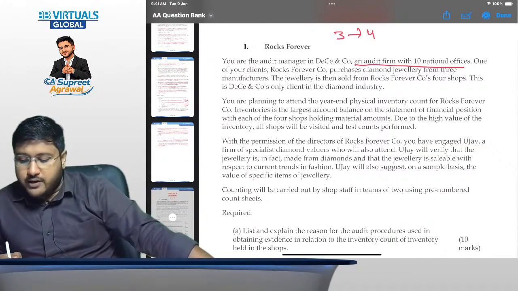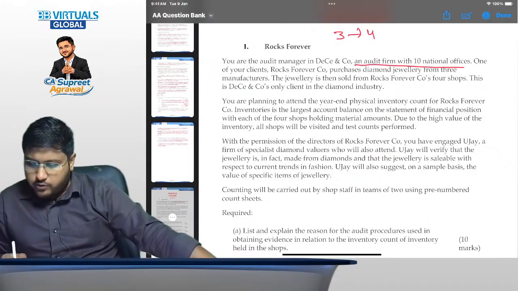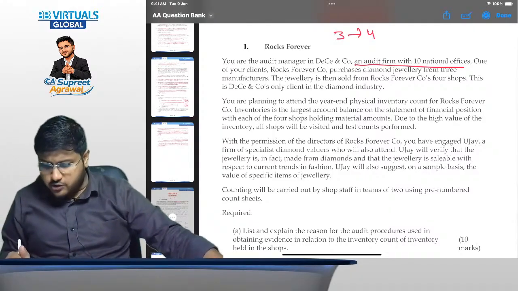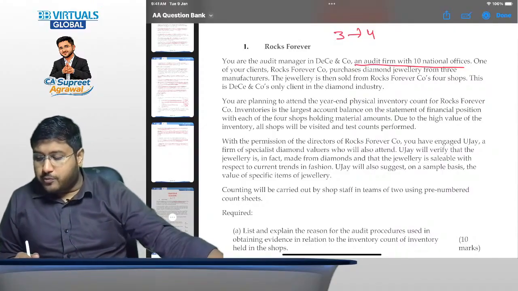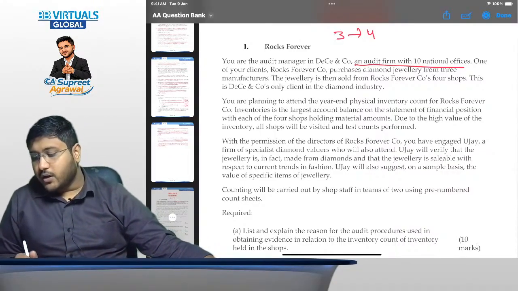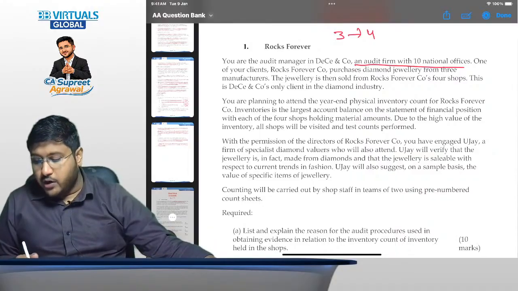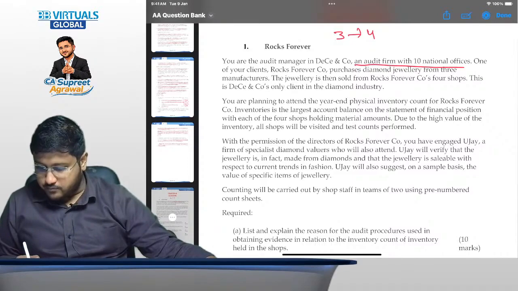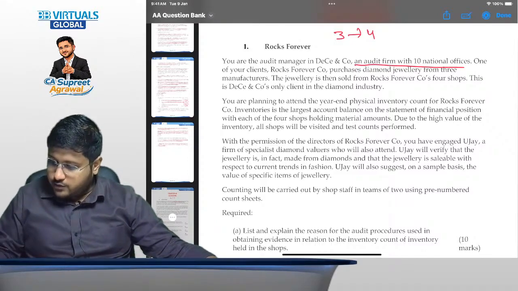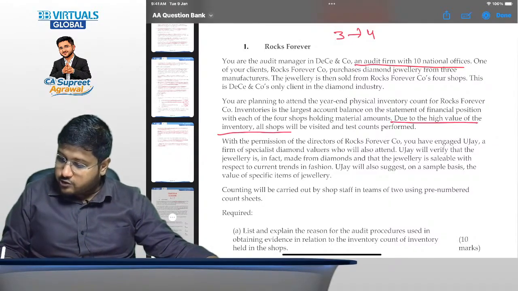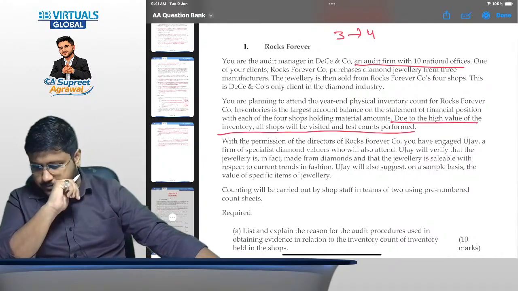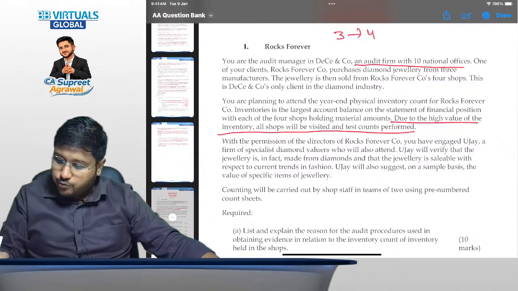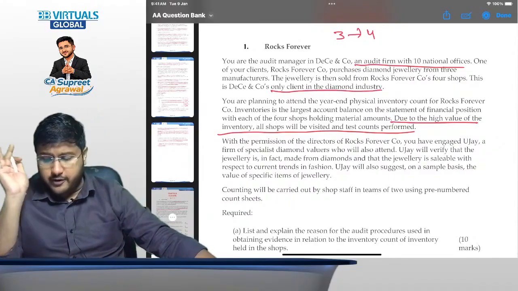You are planning to attend the year-end physical inventory count for Rocks Forever Company. Inventory is the largest account balance on the statement of financial position, with each of the 4 shops holding material amounts. Due to the high value of the inventory, all shops will be visited and test counts will be performed. And this is the only client in the diamond industry, so we do not have a reference also.